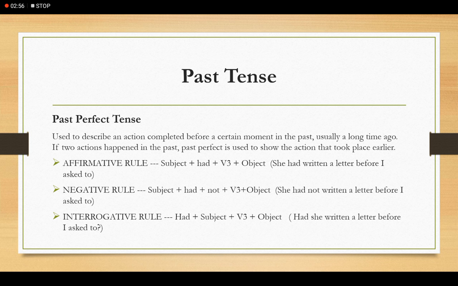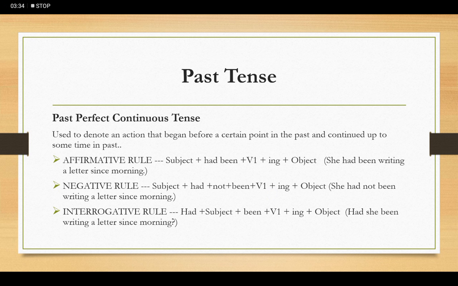She had written a letter before I asked her to. So you see two verbs, had written and asked. One is simple past. So before I asked her to write a letter, she had already written a letter. She had completed writing the letter. So the activity of writing a letter has already been completed before the activity of asking her to do it. So both the verbs are in the past tense, but the verb which is finished earlier is in the past perfect tense.